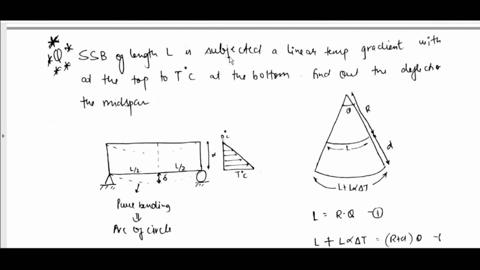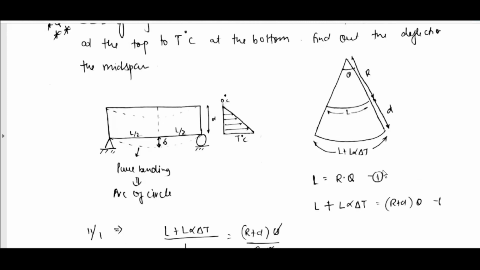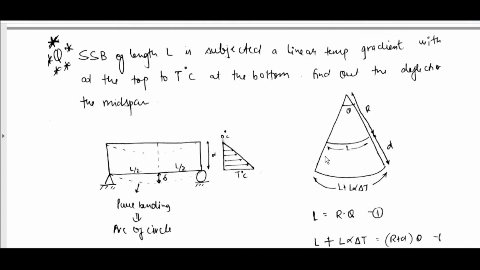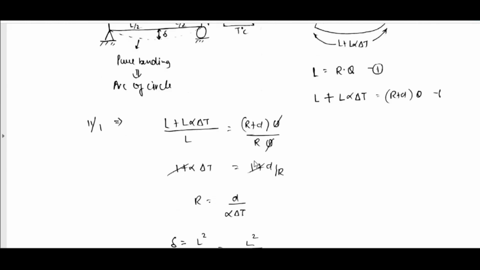A simply supported beam of length L is subjected to a linear temperature gradient, with temperature T at bottom, and find out deflection at mid of span. Which means temperature from 0 degrees to T degrees is varying linearly, and then there will be tension here, due to which pure bending, arc of circle. L is equal there, L on top, L plus L alpha delta T on bottom. L is equal to R theta, L plus L alpha delta T is equal to (R plus D) into theta.